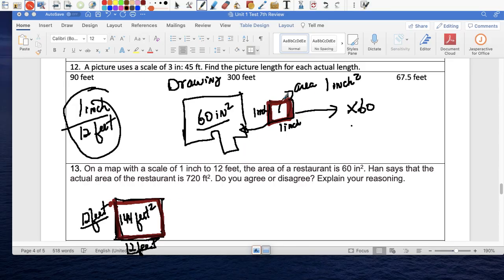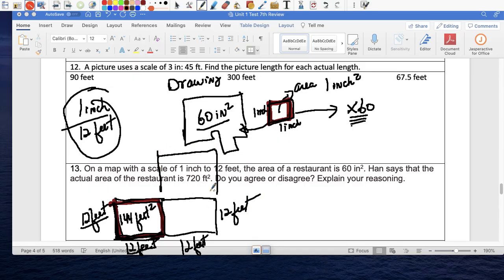If I represented one of these with these, how many of these are there? There are 60 of them. If I were to go out there in real life and get 60 of these squares, every square measures 12 feet this way and 12 feet here. That's one. Now I take another one, put it right next to it, and another one. Each is 144 feet squared inside. So how many of these are happening together? 60 of them.